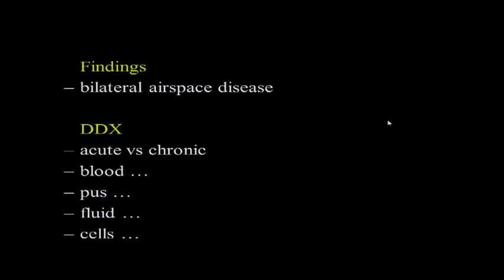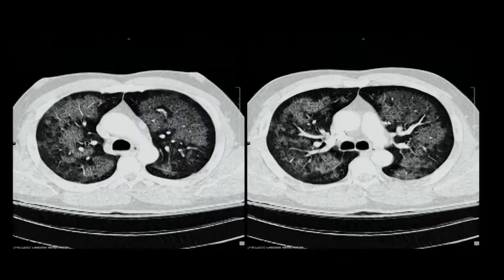So differential diagnosis in bilateral airspace opacity depends upon acute versus chronic. Could be blood, pus, fluid, or cell. This is all alveolar. What are the contents of the alveolus? This was actually a patient with what pattern?